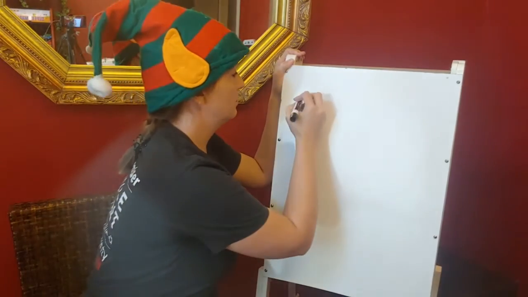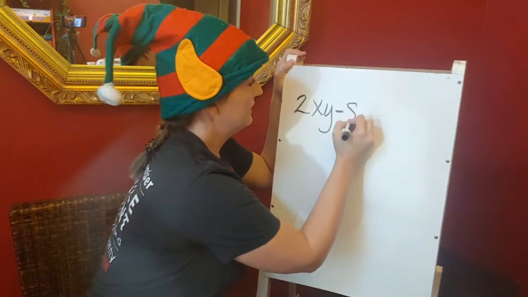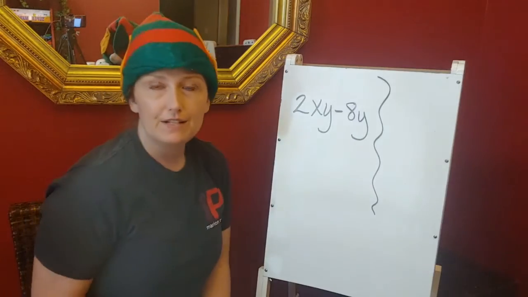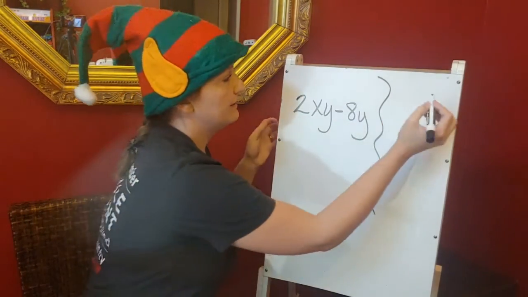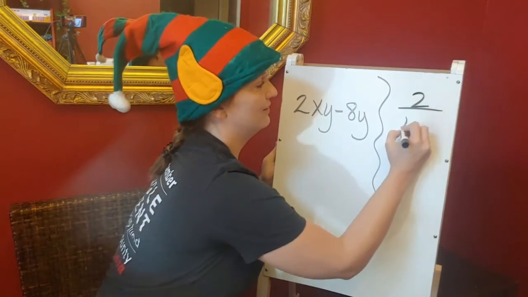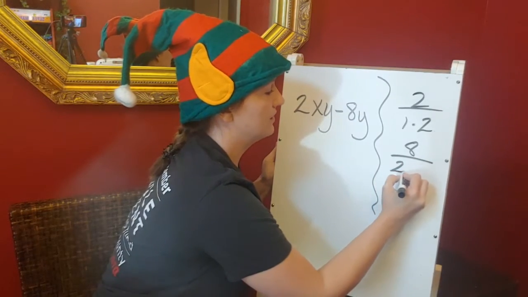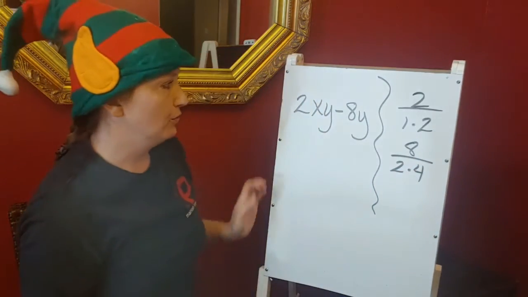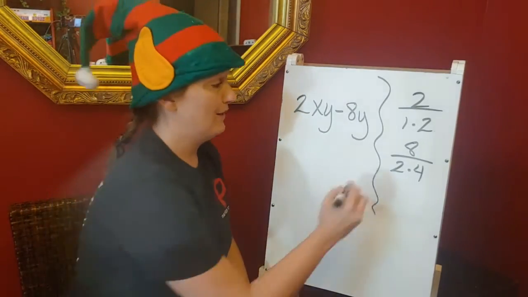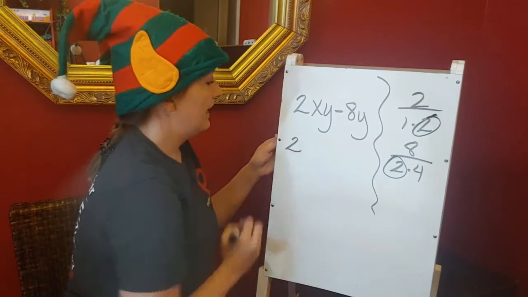Okay? So let's look at another one. 2xy minus 8y. I'm going to start off by factoring 2 and 8. 2 is easy. The factors are 1 and 2. And then I have 8, whose factors are 2 and 4. And I'm going to look at my greatest common factor between those, which is my 2. I'm going to pull that 2 out here.